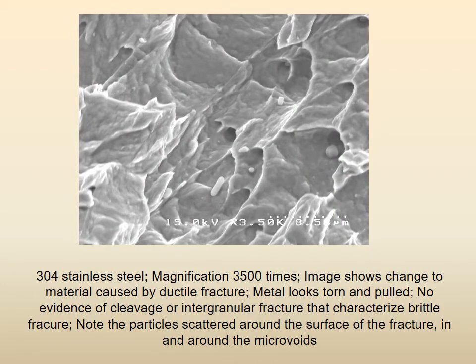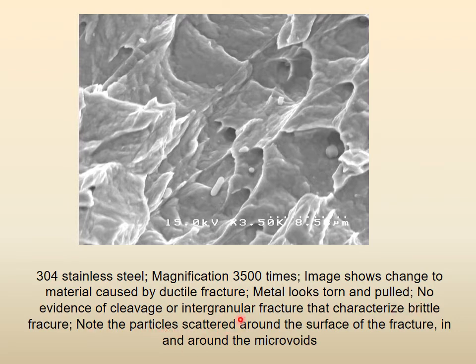Same material, 304 stainless steel, even at higher 3500 times magnification. The image shows change to material caused by the ductile fracture. The metal looks torn and pulled. No evidence of cleavage or intergranular fracture, right? There are no big fracture surfaces, there are no cracks on the grain boundaries. So no evidence of cleavage or intergranular fracture that characterize brittle fracture.